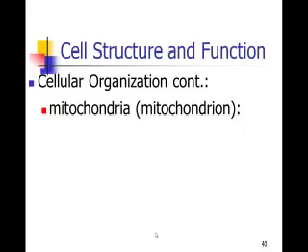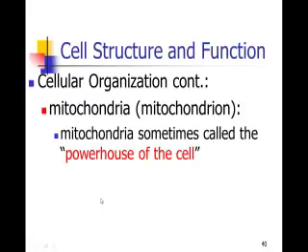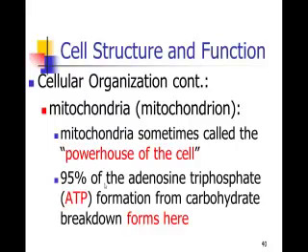Mitochondria. Mitochondria are really an interesting organelle. Mitochondria is plural, mitochondrion is singular. These are sometimes called the powerhouse of the cell. This is its function. The mitochondria are organelles that are really good at forming adenosine triphosphate, or ATP. And during normal breakdown of carbohydrates, about 95% of the ATP produced from that breakdown is formed by the mitochondria.